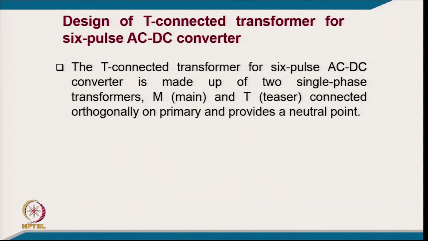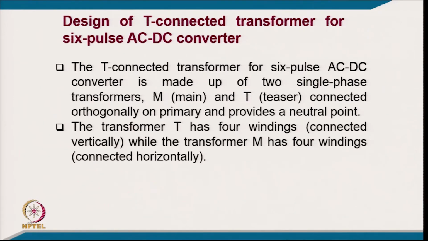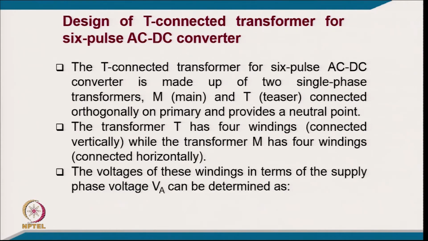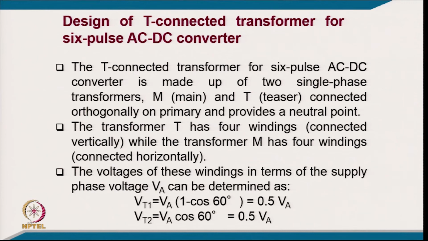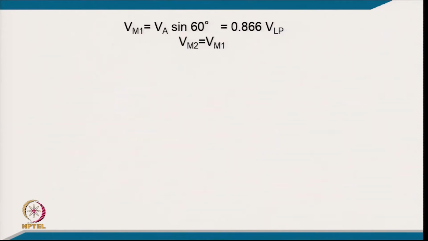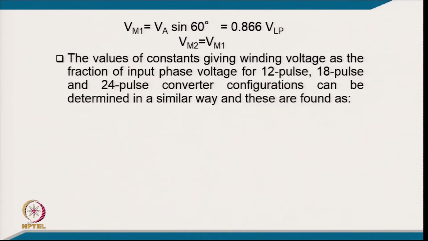We can call it a T connection transformer for a 6 pulse AC/DC converter, made of 2 single phase transformers, M (main) and T, connected orthogonally on the primary, which provides the neutral point. The transformer T has windings connected vertically, while the transformer M has windings connected horizontally. The voltage of these windings in terms of the supply voltage can be determined as VT1 equal to VA (the supply RMS voltage) times (1 minus cos theta), which is half the voltage of VT1, VT2. Then VM1 will be VA sin 60, which is 0.866, or root 3 by 2 VLP, where VM2 equals VM1.